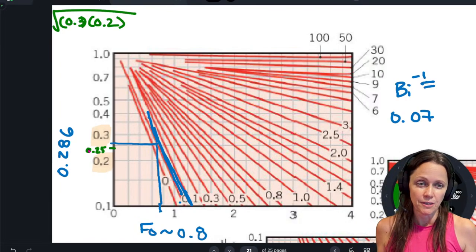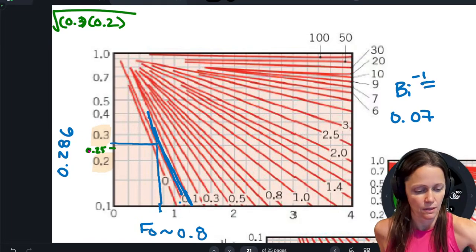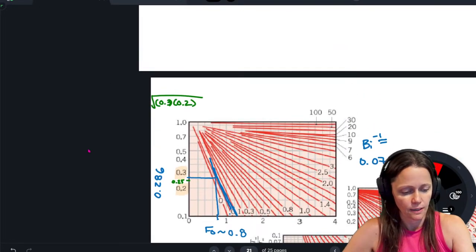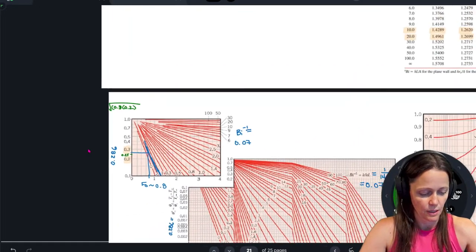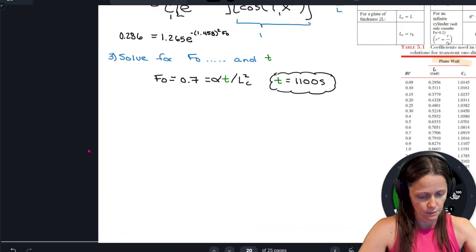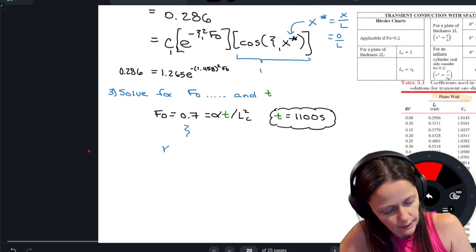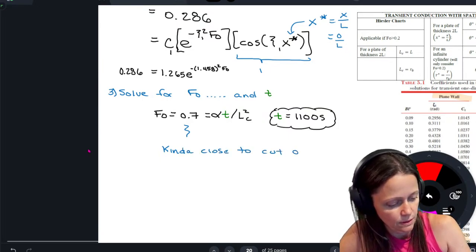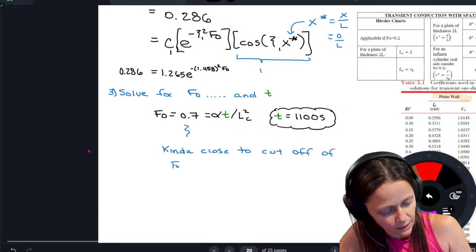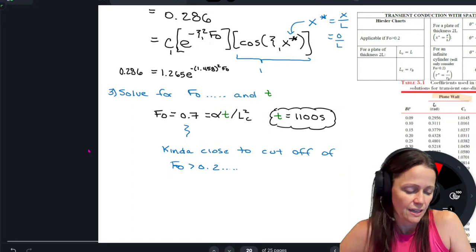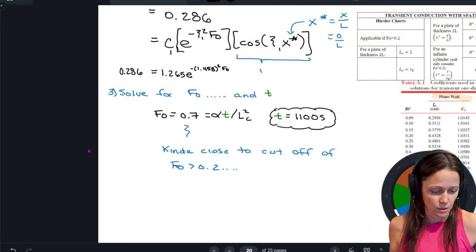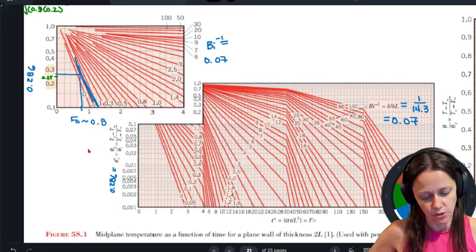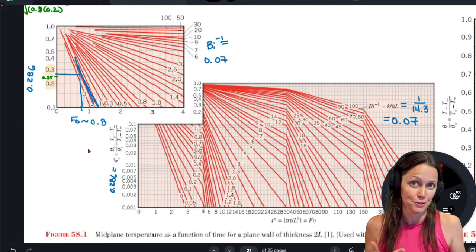By the way, that 0.7 is kind of close to the 0.2 cutoff, so let me put a note up here that the Fourier number is kind of close to the cutoff of a Fourier number greater than 0.2. If we really needed to be accurate, maybe we add a couple more terms there, but other than that, that's okay. So I'll zoom in on this little guy real quick, just so you can maybe make some notes if you like those Heisler charts.